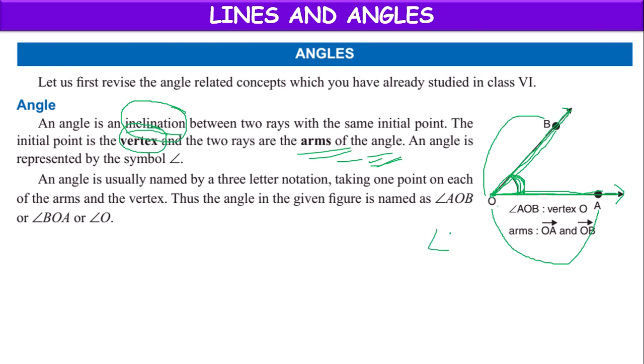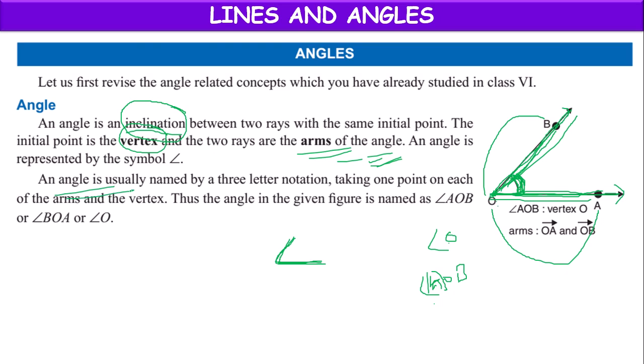Common point O is the vertex of the angle, or we can also denote it as angle AOB. Like that also we can denote that angle. Here O is called the vertex of the angle. The two rays are called arms of the angle. OA bar is one arm, OB bar is the second arm. And this is the symbol of angle.